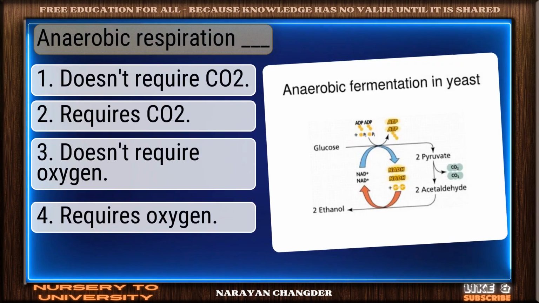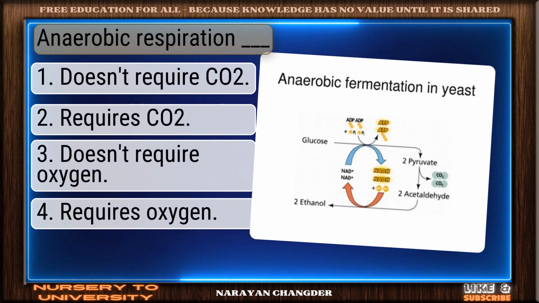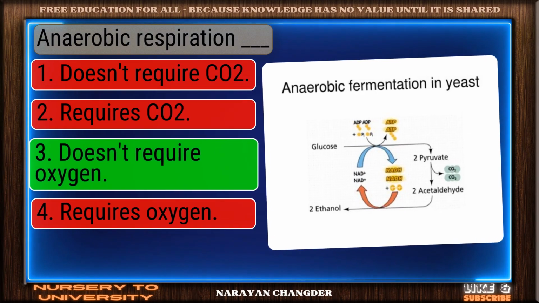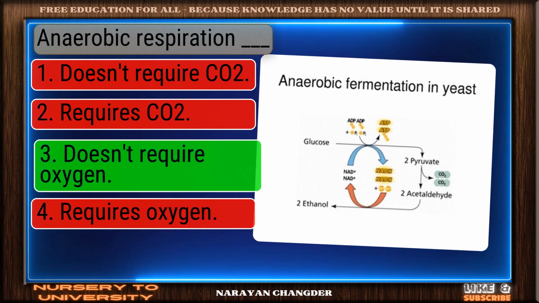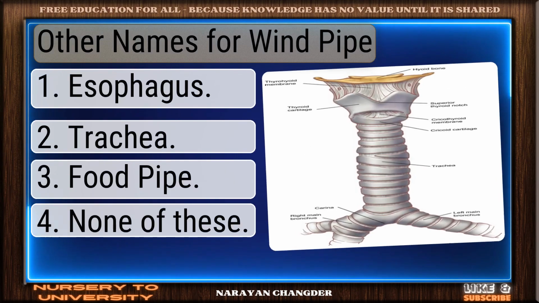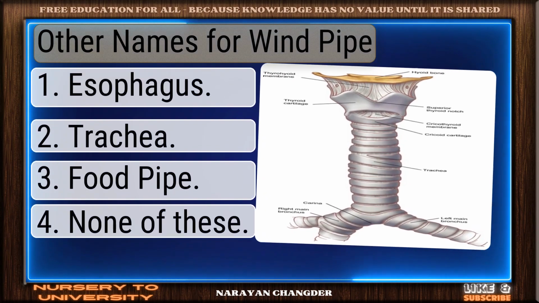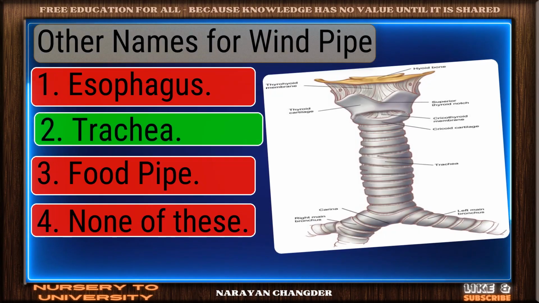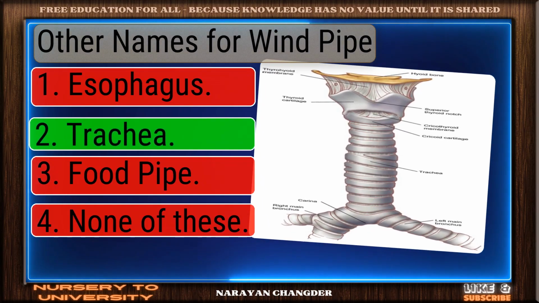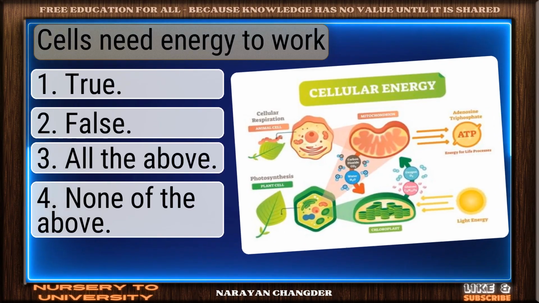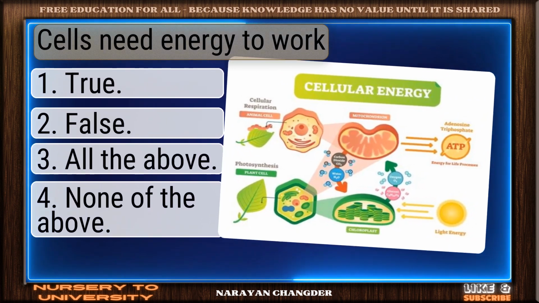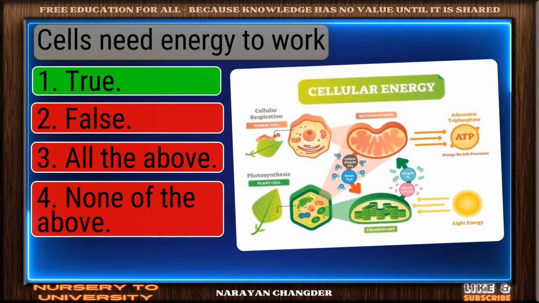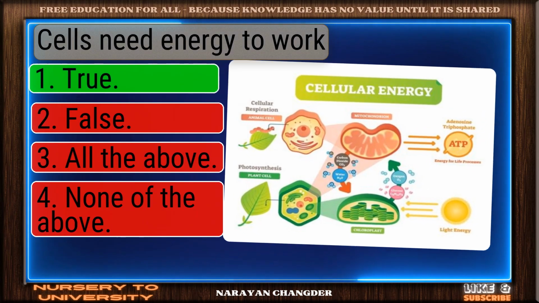Question number 259. Anaerobic respiration dash. Sharp thinking. Doesn't require oxygen is the right choice. Question number 260. Other names for windpipe. You got it. Your choice trachea is right. Question number 261. Cells need energy to work. Correct. True is the right answer.